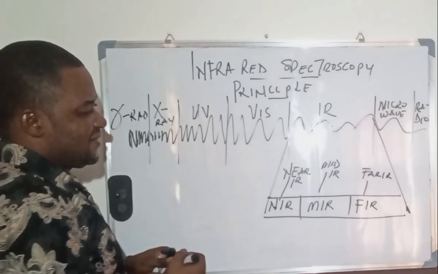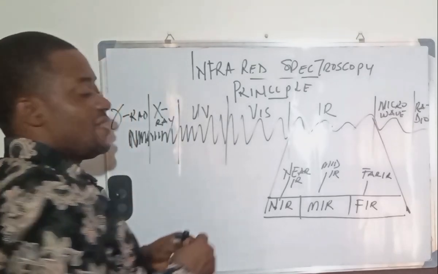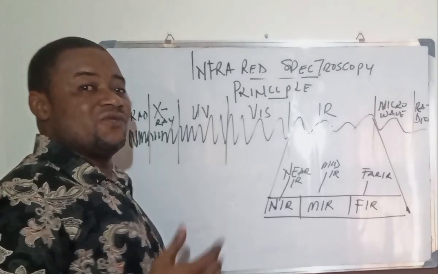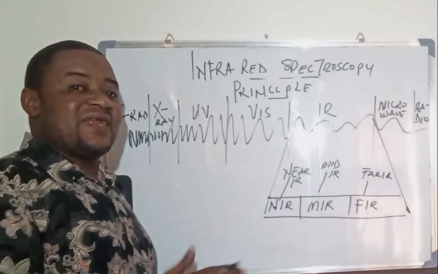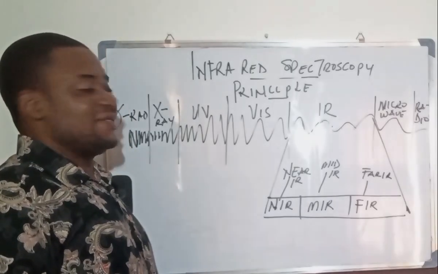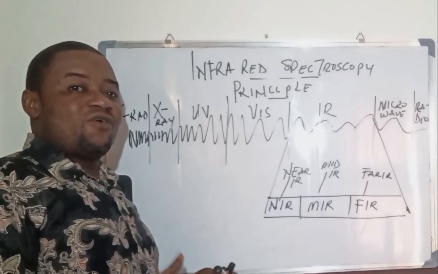Now these radiations that you see here have their own wavelengths and frequencies. Remember that we have discussed earlier, we said the UV visible radiations have a wavelength in the region of about 200 to 400 nm, and the infrared radiations also have that.